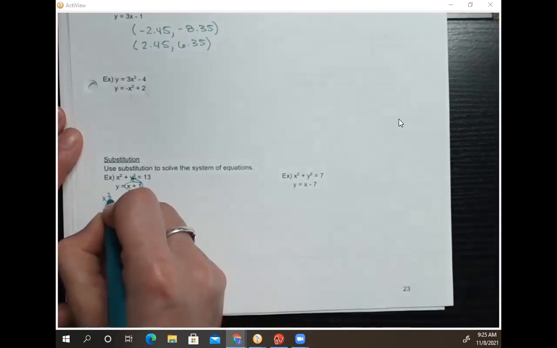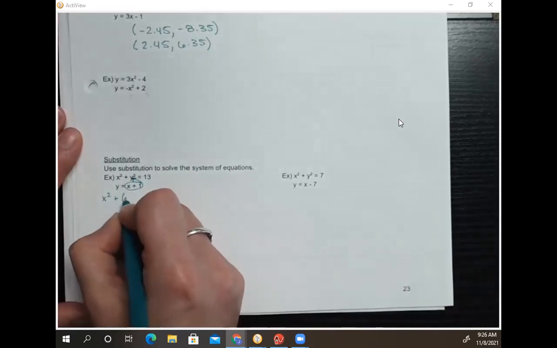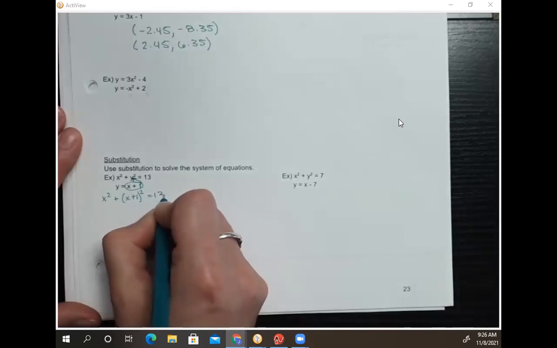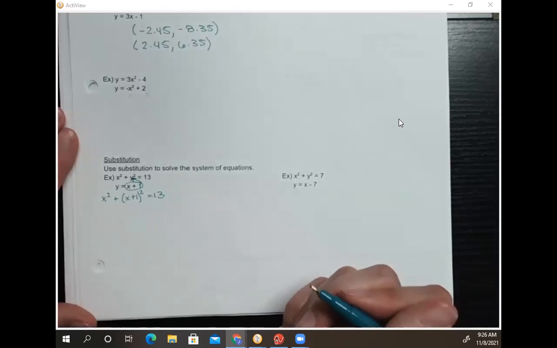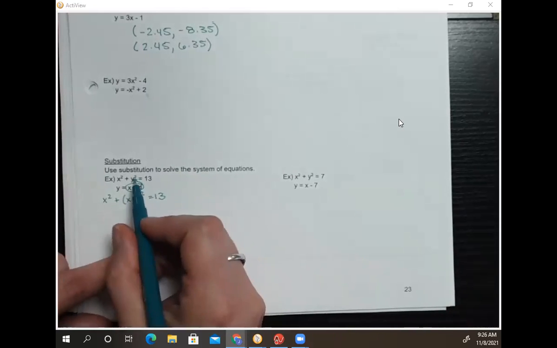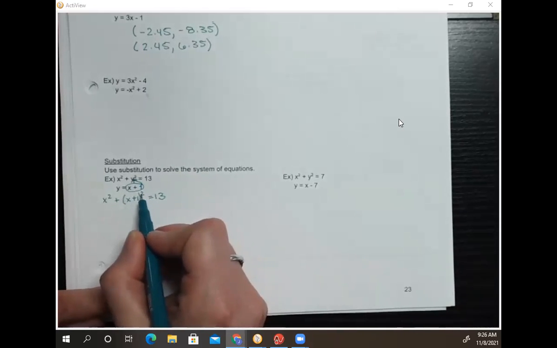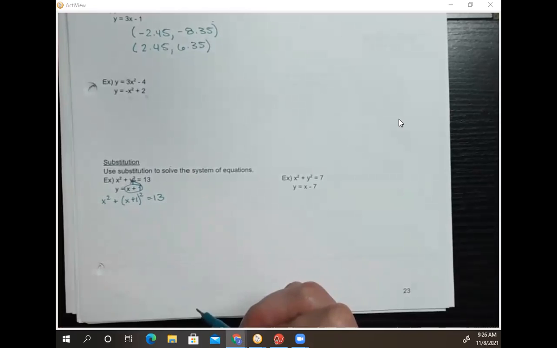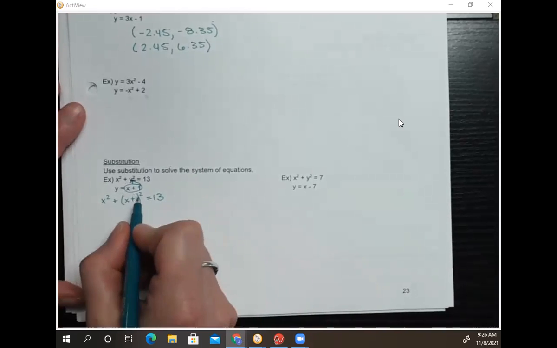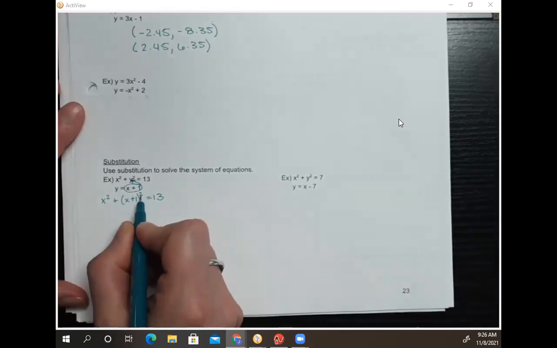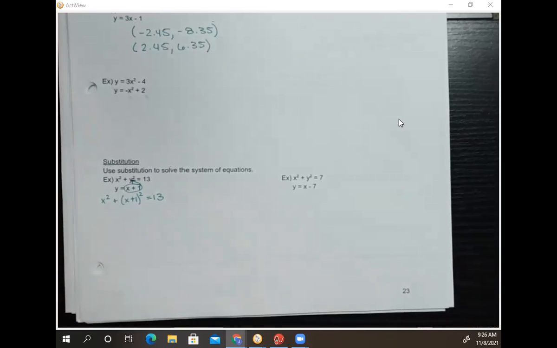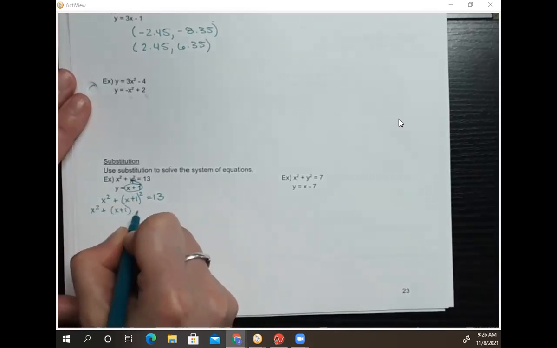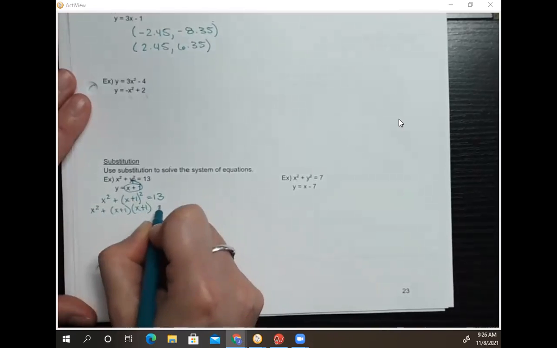So I have x squared plus, instead of y, I've got (x plus 1) squared equals 13. I've only replaced y. It had a squared on it, that still applies here. If it was 3y, there'd be a 3 in front of it. The only thing I'm swapping out is the y. And then I need to distribute this. Remember, when I have a quantity squared, that means that thing times that thing. So I have x squared plus (x plus 1) times (x plus 1) equals 13.